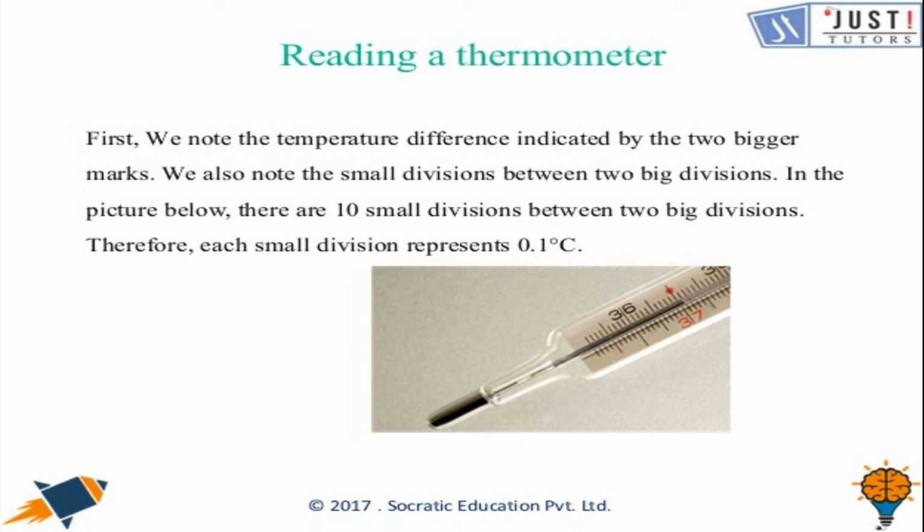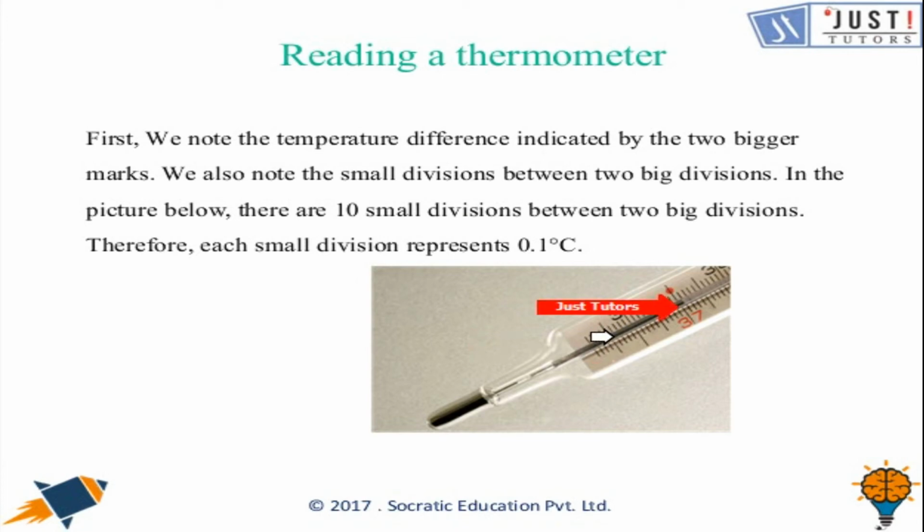Now let's discuss how we can read the temperature with the help of a thermometer. If you see, in the thermometer we have divisions. The difference between the larger divisions is called 1 degree Celsius. And if we see the small divisions, here we have 10 small divisions between the large divisions. Each will represent 0.1 degree Celsius.